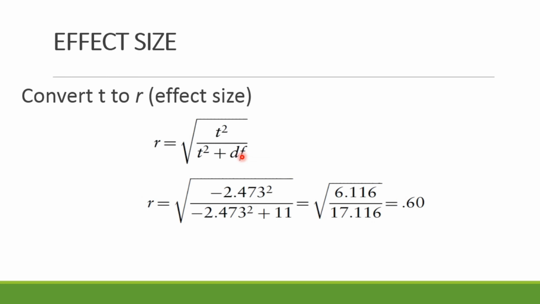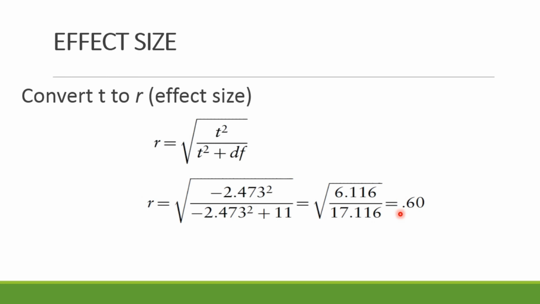So we already know the values of t and the degrees of freedom, so we'll just have to substitute those values here. So that's negative 2.473 squared divided by negative 2.473 squared plus 11. Let's do the math, and eventually we'll come up with the result, which is 0.60.